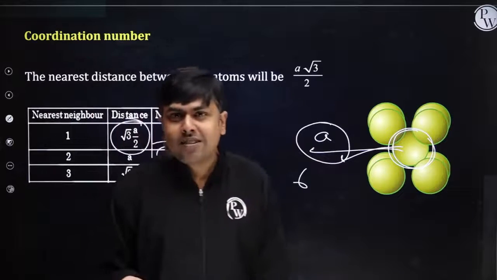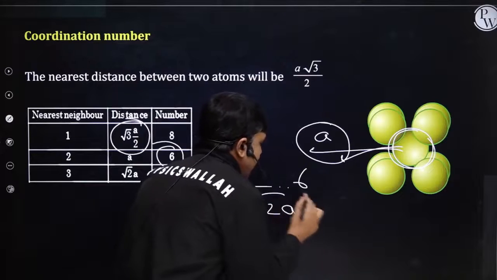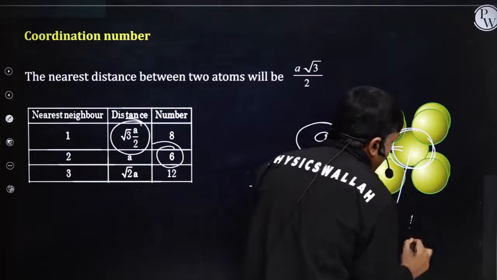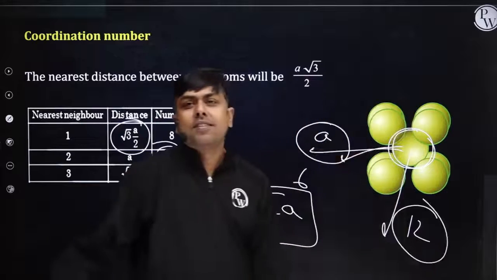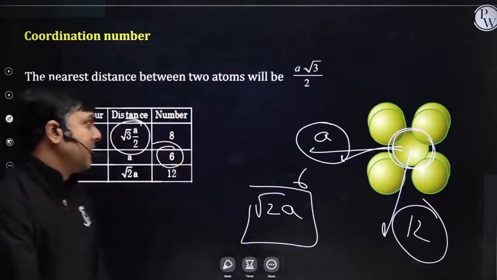Next to next nearest neighbor, at a distance of root 2a from this atom, it will be surrounded by 12 atoms. Am I clear, students? Let's move ahead.